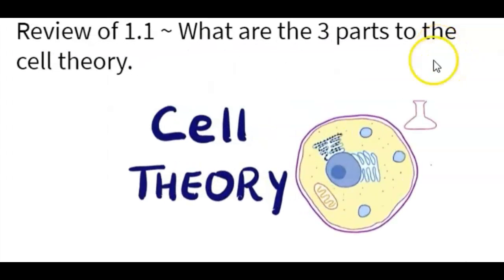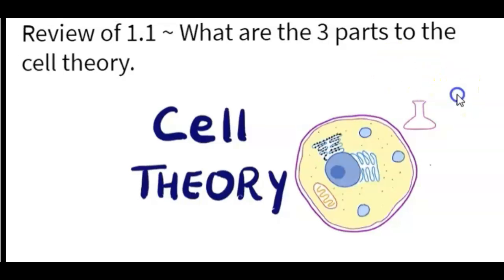All right, review of 1.1. What are the three parts of the cell theory? You should hopefully be able to tell me that cells are the smallest unit of life, that all living things have cells, and that cells come from pre-existing cells.